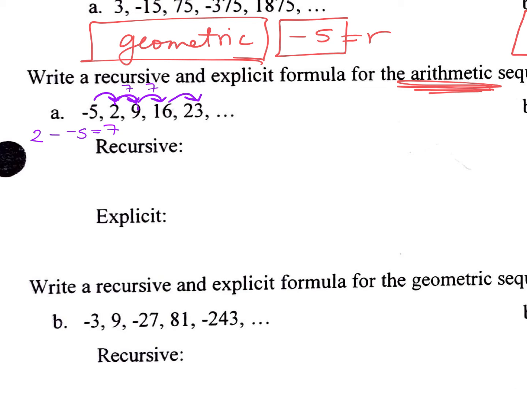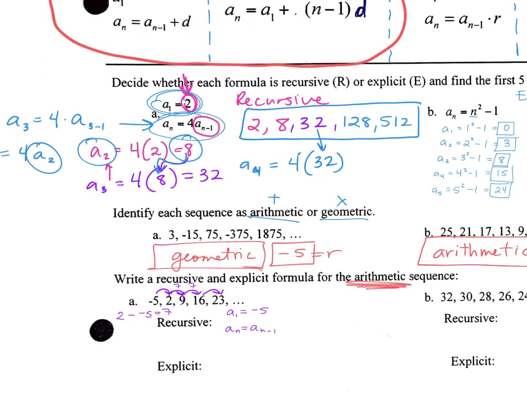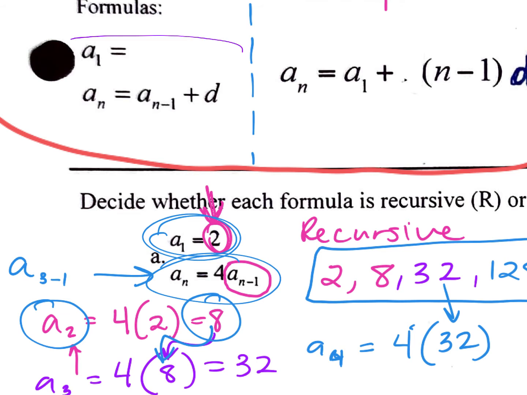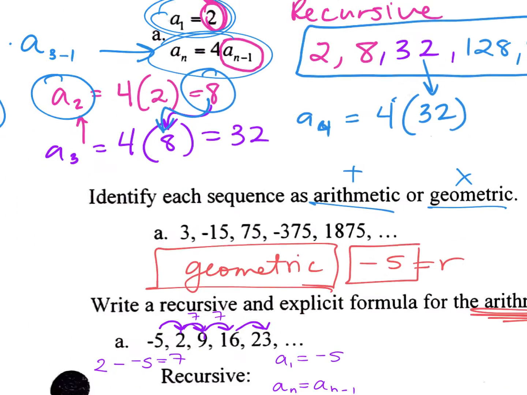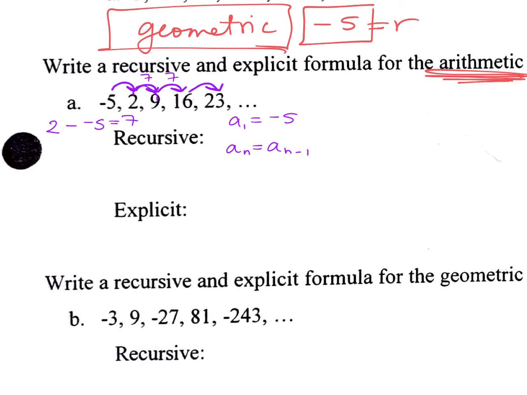So if we're going to write a recursive formula, what comes first? A sub 1 equals negative 5. And then a sub n equals a sub n minus 1, right? That never changes. It's always going to look like that for the recursive. What do you do from there? Remember, you got this formula up here. So we're doing this right now. A sub n equals a sub n minus 1. What's your plus d? Plus 7, right? We're adding 7 each time. So you're going to go plus 7, and that is your recursive.